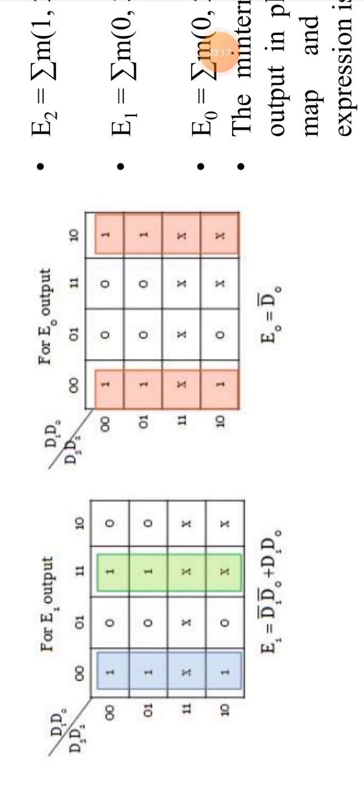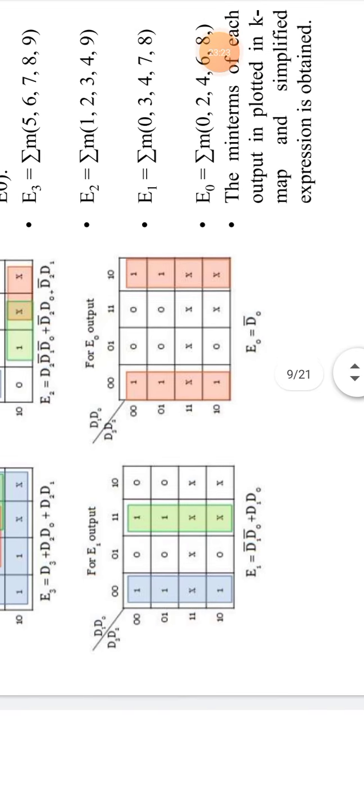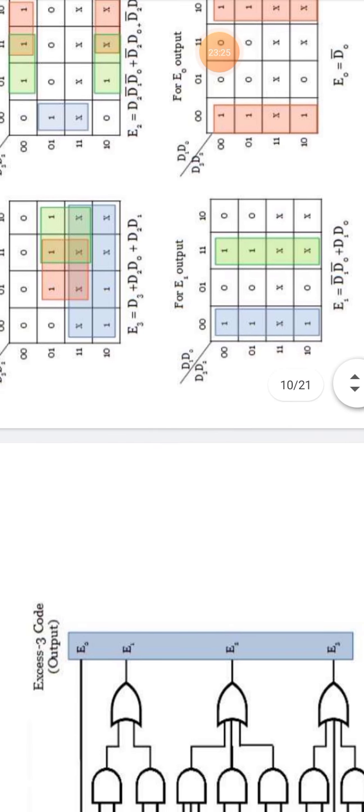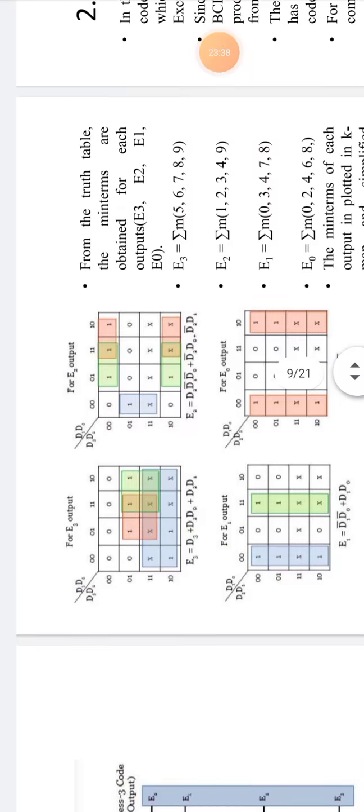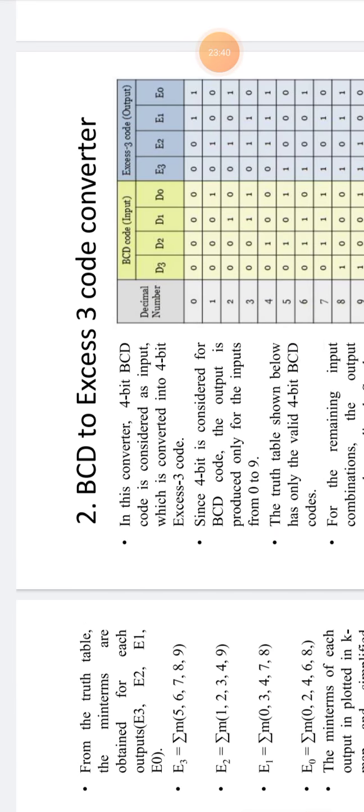E0 representation is very simple. We can see we are getting only D0 complement. So the next step is the implementation. Implementation step is very simple. Just write down D0 D1 D2 D3 here and represent it by using AND and OR gates. So this is the representation of the BCD to XS3 code converter.